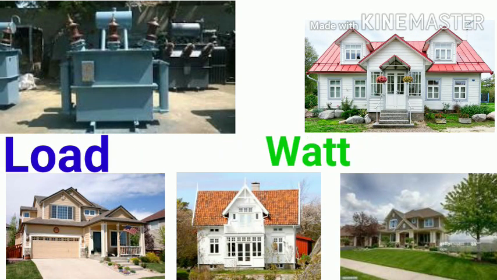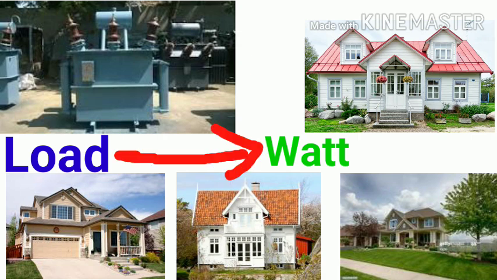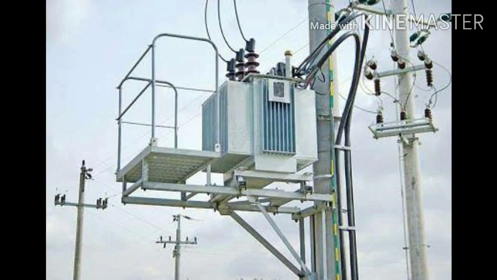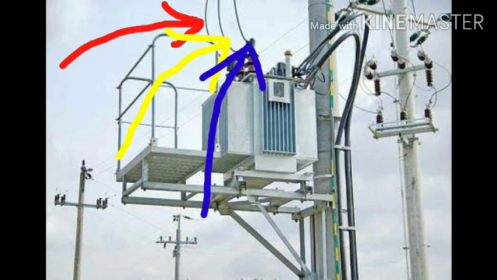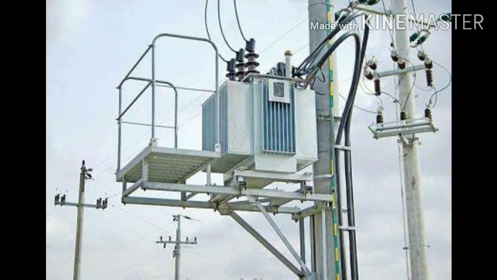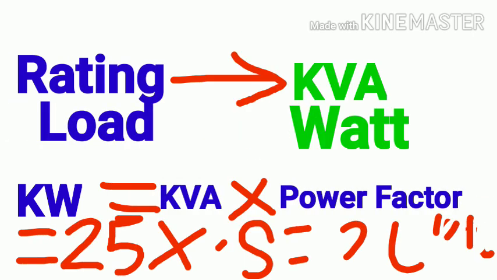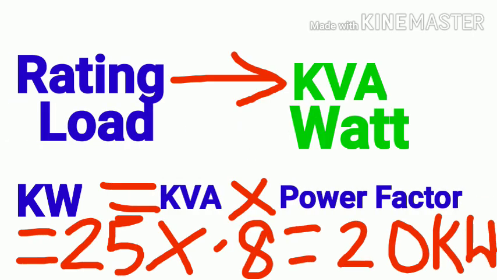The load connected to a transformer is rated in watts or kilowatts. We take the transformer as three phase, or we can take the transformer for RYB as a three phase. So how many houses should be connected to the transformer, we should calculate. The rating of a transformer is in kVA and the load is in watts.